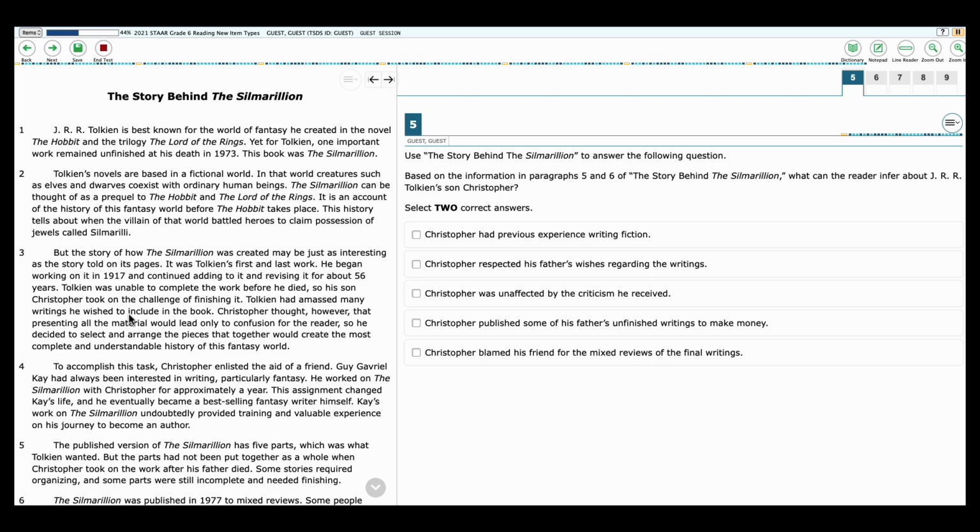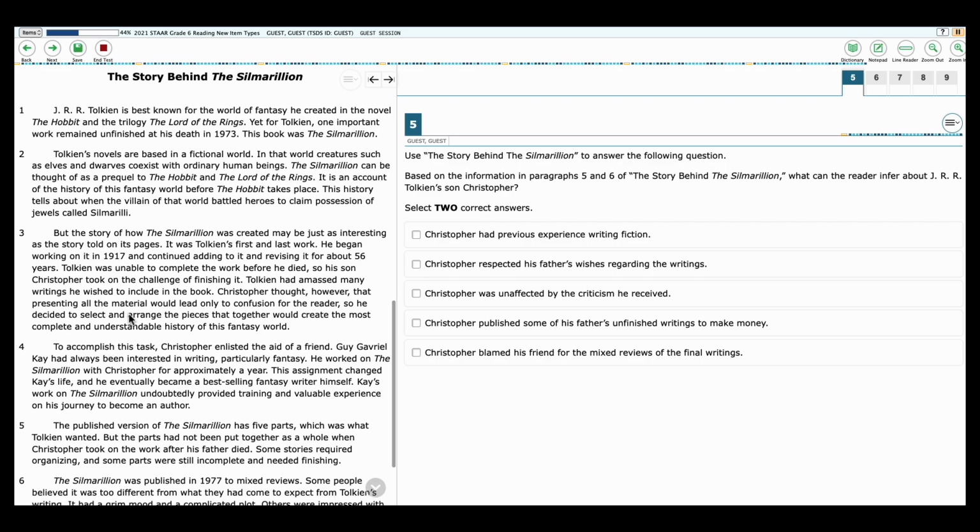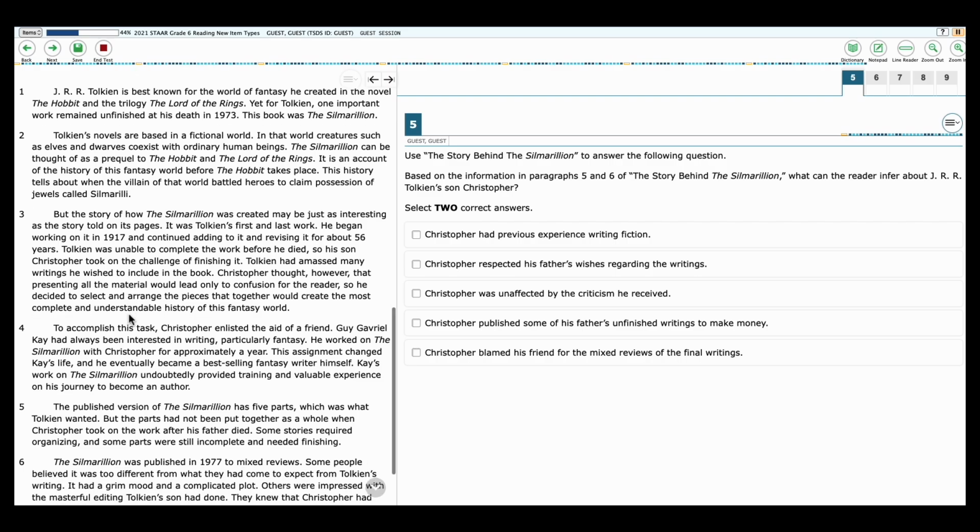Tolkien is known for the world of fantasy he created in the novel The Hobbit and the trilogy The Lord of the Rings. Yet, for Tolkien, one important work remained unfinished at his death in 1873. This book was The Silmarillion. Tolkien's novels were based on a fictional world.